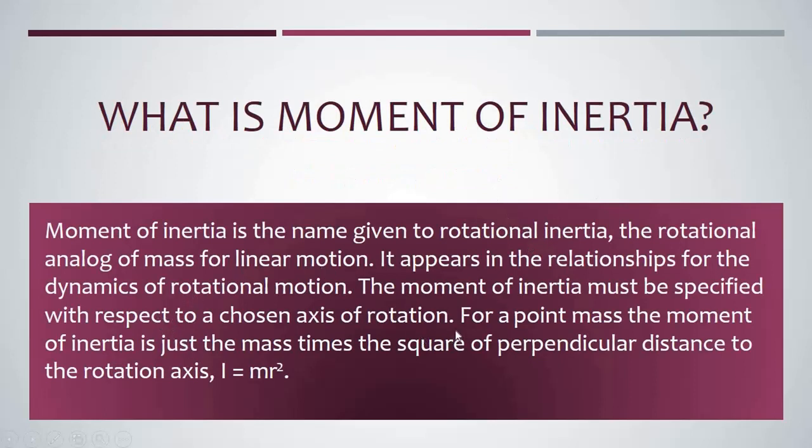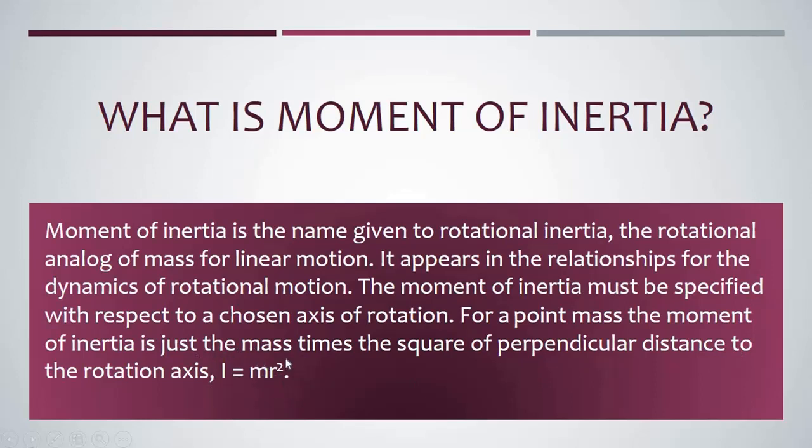Moment of inertia is the name given to rotational inertia, the rotational analog of mass for linear motion. It appears in the relationship for the dynamics of rotational motion. The moment of inertia must be specified with respect to a chosen axis of rotation. For a point mass, the moment of inertia is just the mass times the square of the perpendicular distance to the rotational axis. First, we can express it as I equals m r squared.